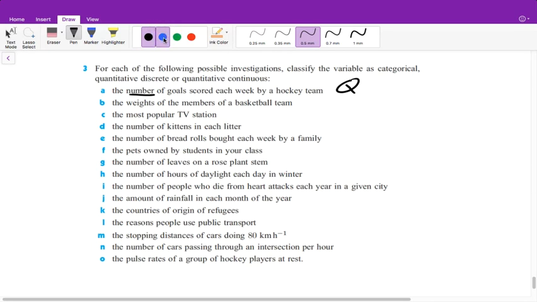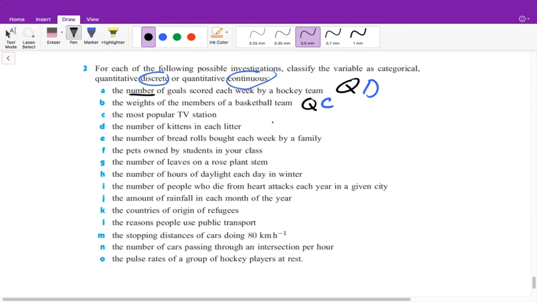And since we're doing goals scored, discrete or continuous? If it cannot be a decimal and it has to be a whole number, then it's discrete. If it can be a decimal, it's continuous. Well, you can't score half a goal for a hockey team, so that means it must be discrete, so it's quantitative and discrete. The weights of members of a basketball team. Weights tells me it's going to be quantitative, and weights also means it's going to be continuous because you can weigh 175.4 pounds, 175.5 pounds. You can weigh half a pound. You don't have to be just 1 pound or the other. You can weigh in between.